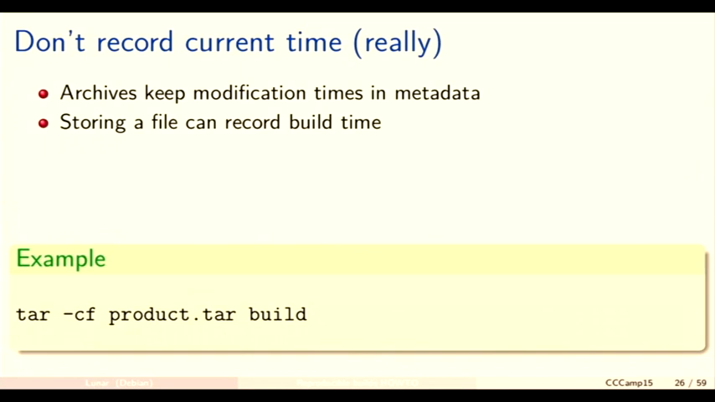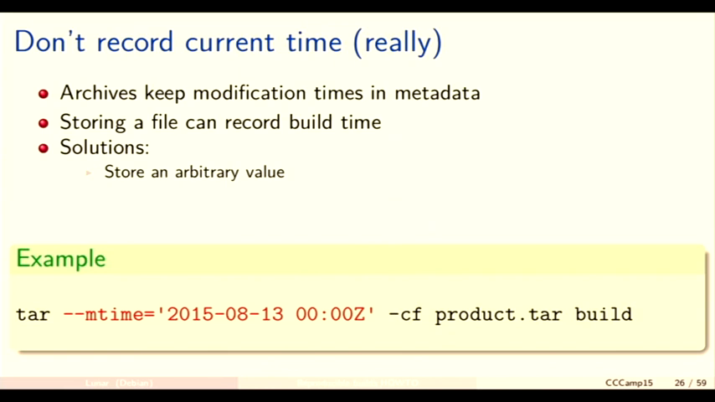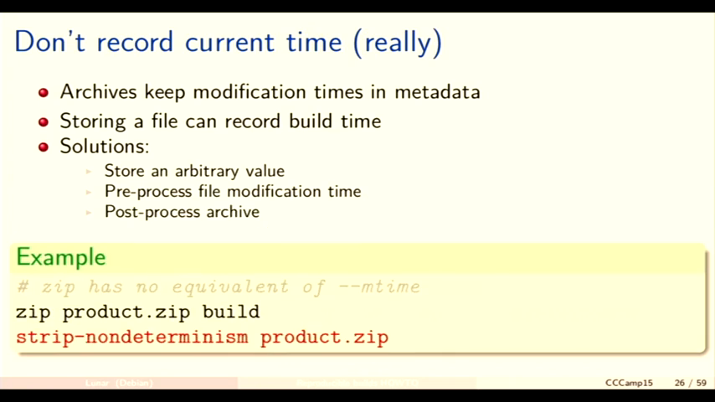Most archive formats will actually keep the file modification date in the metadata. Some tools, like gzip, have a -n option, and then it will not record metadata, so that's fine. But not all these tools have such an option. So there are several solutions. One is to specify an mtime that works for tar, so you can use --mtime. Another solution is to pre-process the files you're going to put in your archive with touch. Simple, easy. This will work with almost all archive formats. Another way is to do post-processing: at the end of your build, you strip non-deterministic data from your build products. I'm going to talk about strip-nondeterminism later.